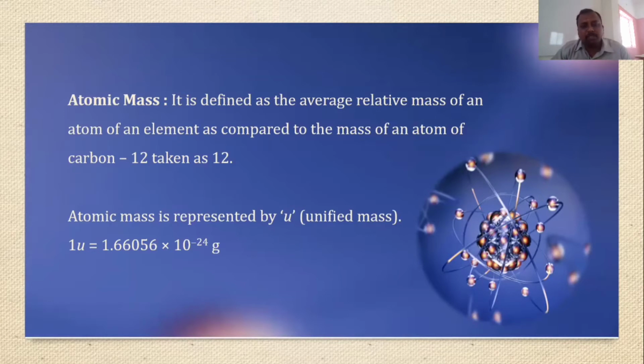Actually, atomic mass is represented by the unit AMU and the symbol u. It is called the unified mass. That unified mass value is equal to 1.66056 × 10^-24 gram. How this value comes, I will explain a little later after seeing the Avogadro concept.